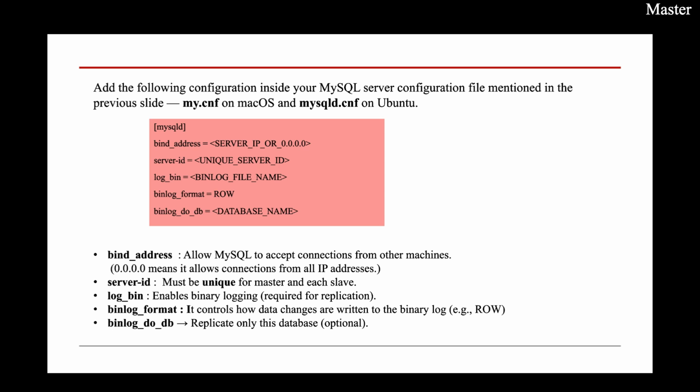Log_bin: this enables binary logging, which is mandatory for replication because all changes are written to this log. Binlog_format: this decides how data changes are recorded in the binary log. The recommended value is ROW because it logs row-level changes and avoids many replication issues. Binlog_do_db: this is optional. You can specify which database you want to replicate. If you leave it blank, it will replicate all databases.